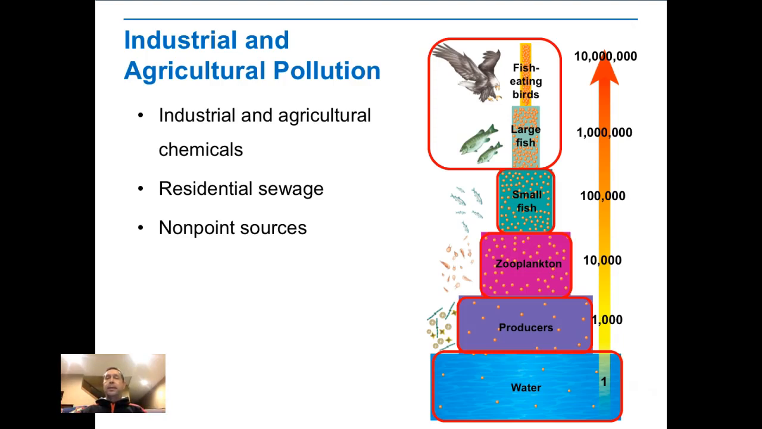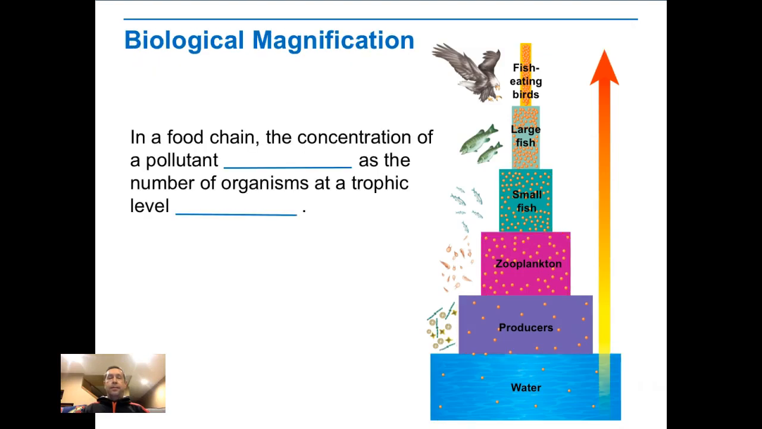We saw this with DDT and eagles. That's why eagles were for so long an endangered species. It caused their eggshells to be too thin. The young eagles were born too early. A lot of them didn't survive. Again, fortunately, we banned those chemicals, and we're seeing those chemicals finally start to come out of the environment, and we're starting to see recovery. So what is biomagnification? In a food chain, the concentration of pollutant increases as the number of organisms at the trophic level decreases. That's basically what the graphic here is showing.